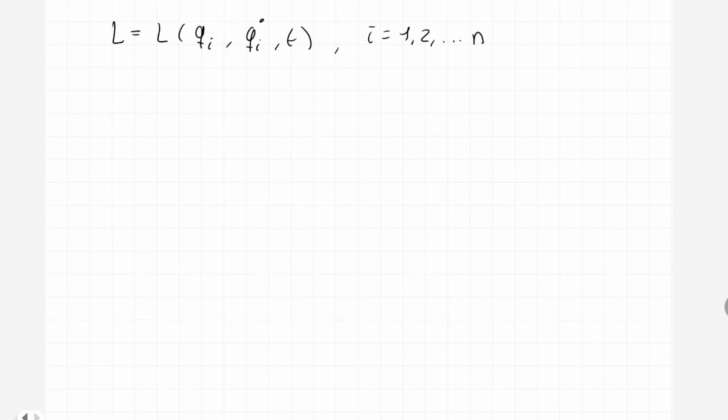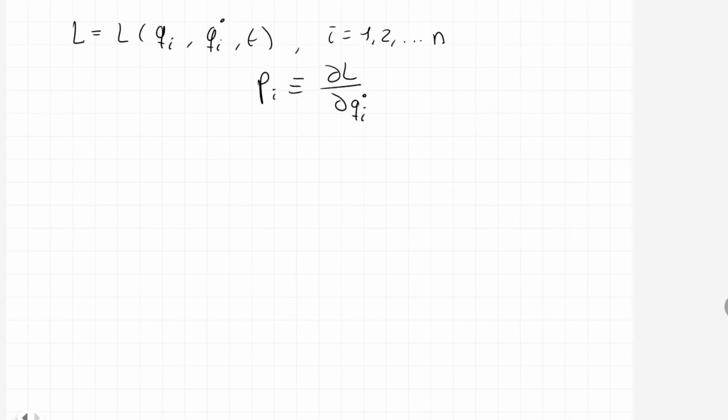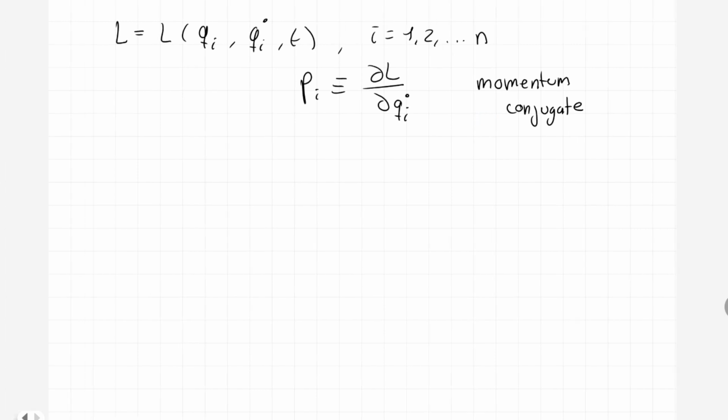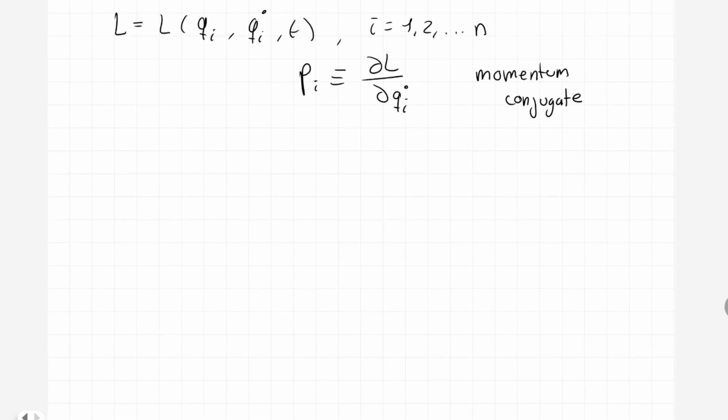To introduce the Hamiltonian formalism, we are going to define, and you'll see later on why, pi as the partial of L with respect to qi dot. This pi is going to be called the momentum conjugate. A very appropriate name, but we will explain that later. For now, this is going to be taken just as a definition.